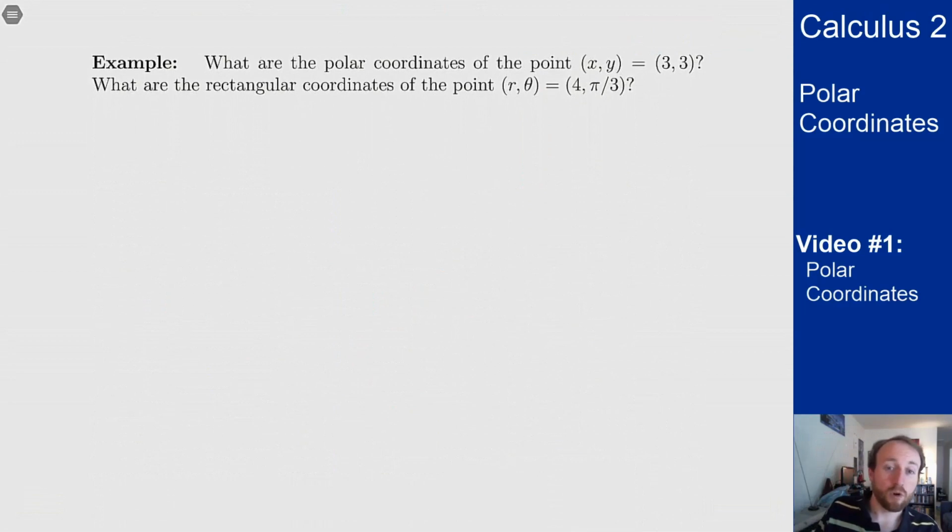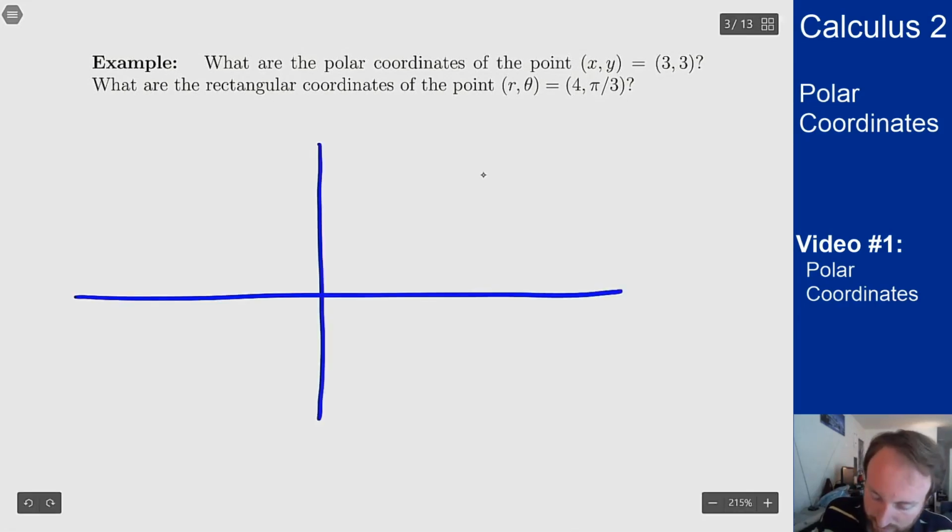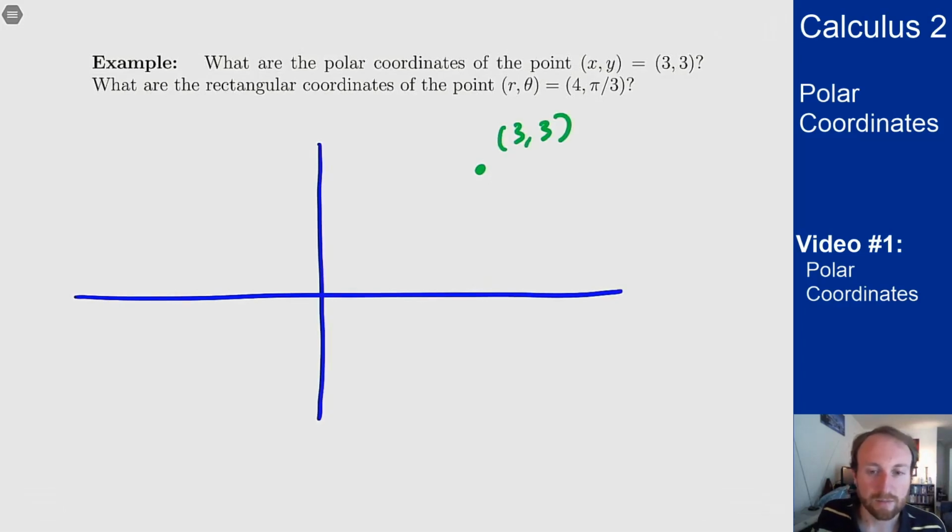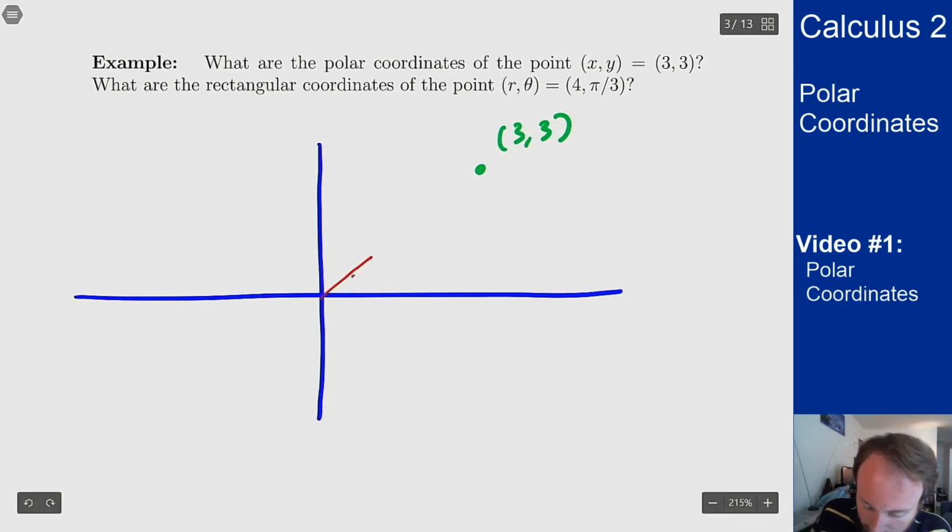We want to find the polar coordinates of the point x, y equals 3, 3, and then find the rectangular coordinates, or the Cartesian coordinates, from the polar coordinate point 4, pi over 3. So for 3, 3, let's plot that point and see what we get. So the point 3, 3 is up here somewhere. I want to find what this is in polar coordinates. How do I do that? Well, let's draw in a triangle here. And now I can figure things out.